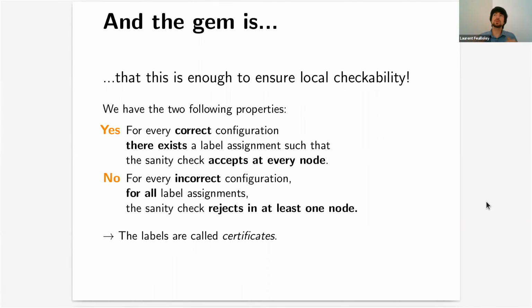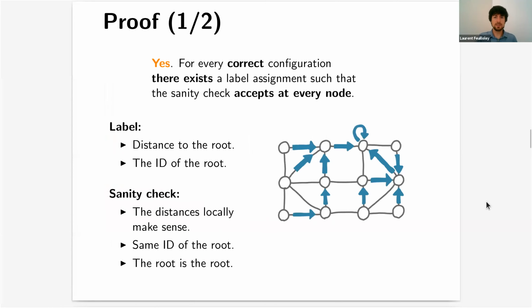Okay, so it's really a worst case condition. You have an adversary that writes this thing, and still you can detect that something is wrong. That's why it's called certification, because the labels certify that the output is correct. Okay, so I just claimed that this property holds, but I have not proved it for this special labeling and sanity check that I've been explaining to you. So let me do a quick proof.